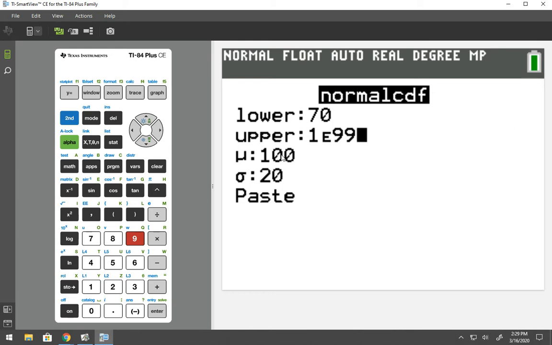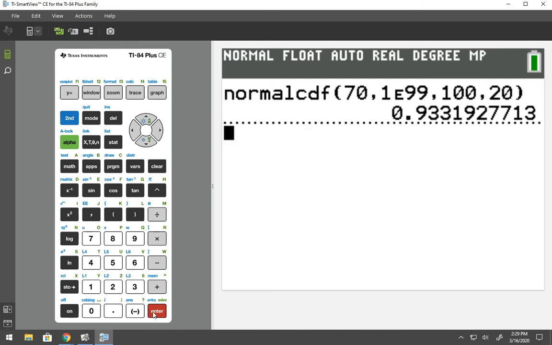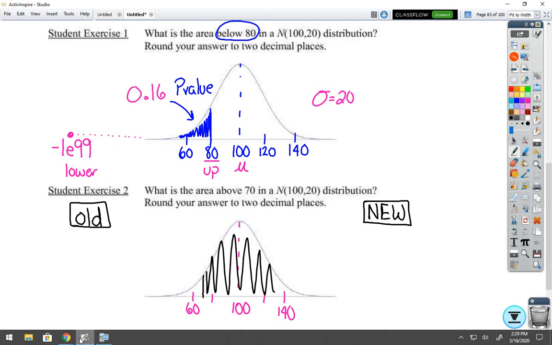I'm still on a 100 and I'm still on a 20. I'm calculating the area to the right-hand side, starting at a 70 and going to infinitely big, if I have 100 in the middle and I'm deviating by 20. If I hit that button, I'm going to get approximately 0.93. So I'm going to go to the board and write that one, 0.93.